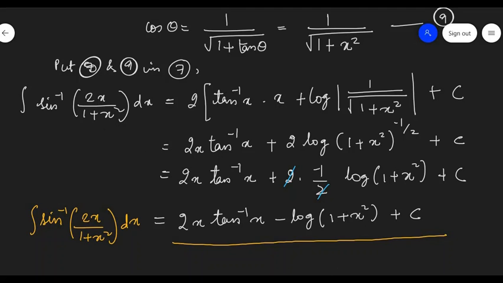Here we have used integration by parts, but first we have simplified the problem so that it becomes easier to solve. We have also used integration of tan theta. That link I will provide. Please watch it to understand how we get the result of integration of tan theta.